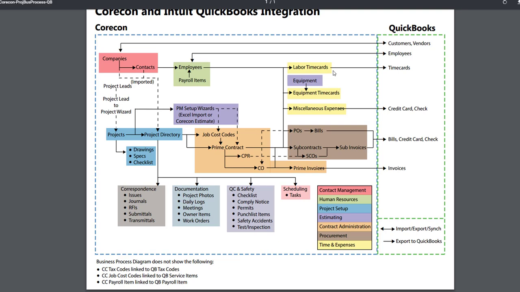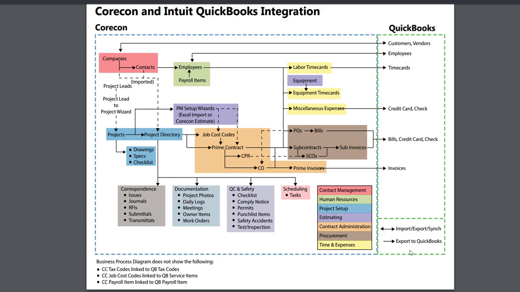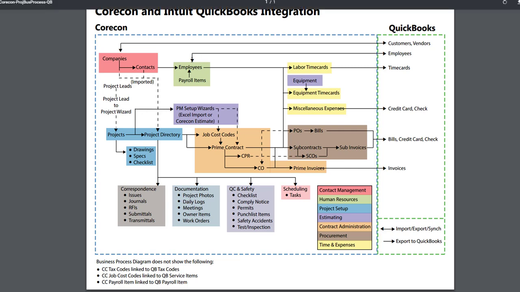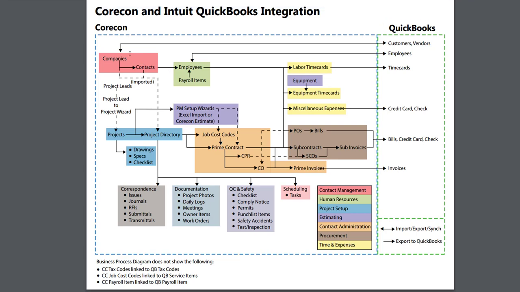You'll notice that the lines that point one direction represent exported transactions to QuickBooks Desktop, and the lines that have arrows on either end are going to be synced between the two. So once the information is created in Corecon and matches the information in QuickBooks, records are synced and linked so that information updated on one side can also be updated on the other. Those records include companies, employees, and tax items.